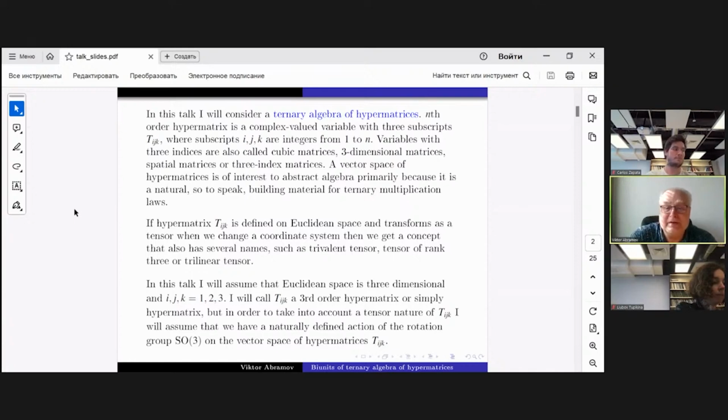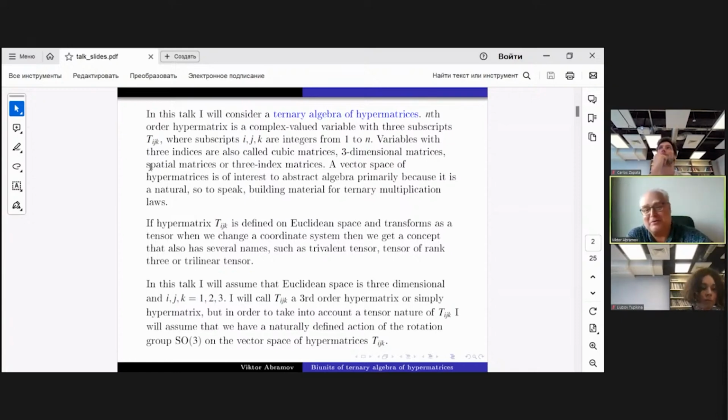By hypermatrix, I mean an nth order hypermatrix. So it's a complex valued variable with three subscripts. It's denoted T with subscripts I, J, K, where I, J, K are integers and they run from 1 to n. For this kind of objects, we have several names, and we have no firmly established terminology in this field. The same are called cubic matrices, three-dimensional matrices, spatial matrices, and even three-index matrices.